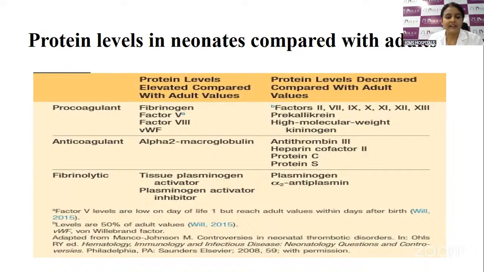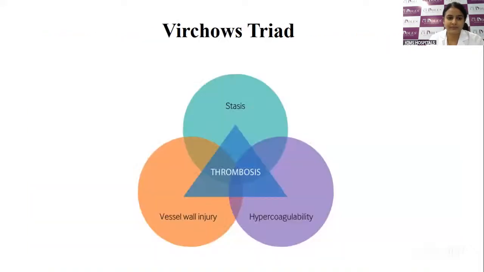The fibrinolytic factor which is elevated in the neonates is tissue plasminogen activator inhibitor, and the fibrinolytic factors that are decreased in the neonates are plasminogen and alpha-2 antiplasmin levels.